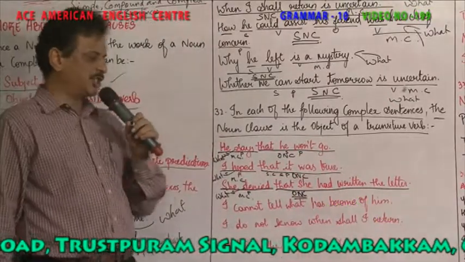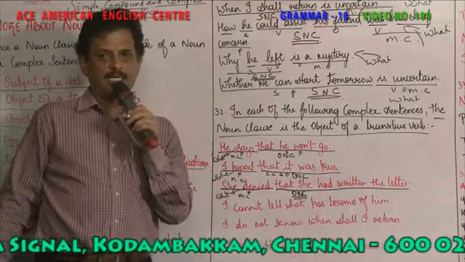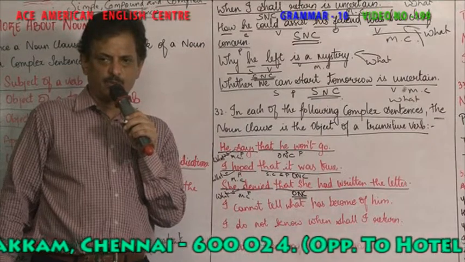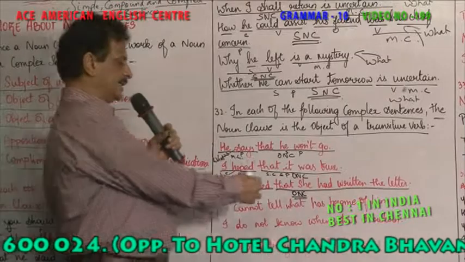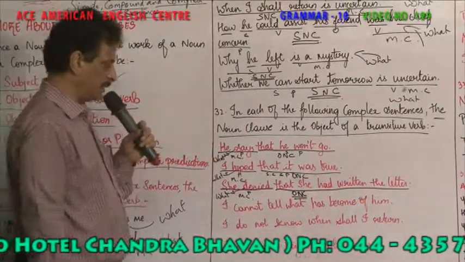She denied that she had written the letter. She denied what? That she had written a letter. It becomes a noun clause. Whenever you ask a question to the verb with what, the answer you get is called an object. And the object you get in a sentence has a subject and predicate. So it becomes a noun clause.